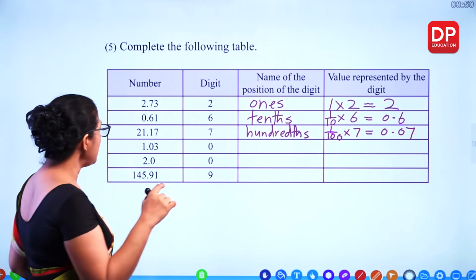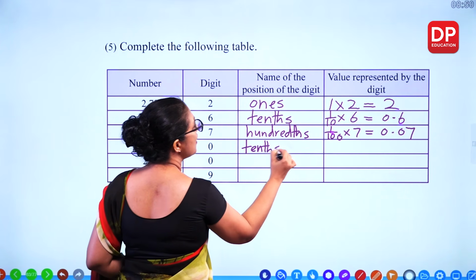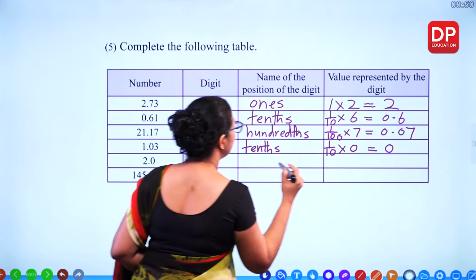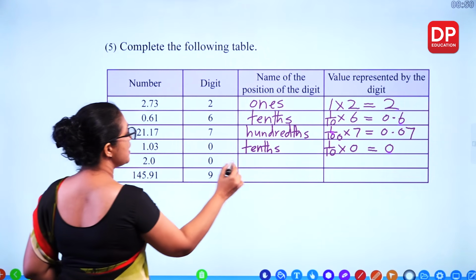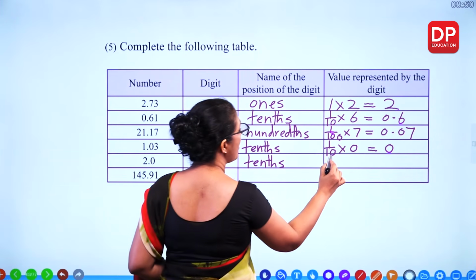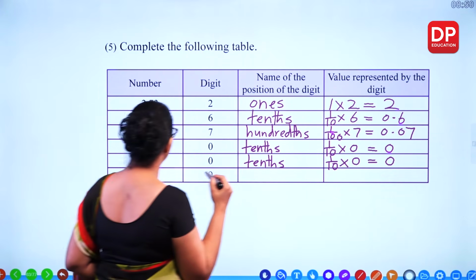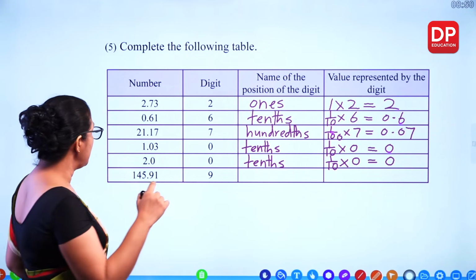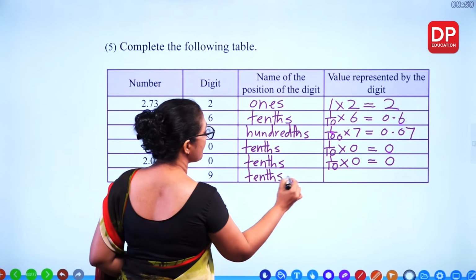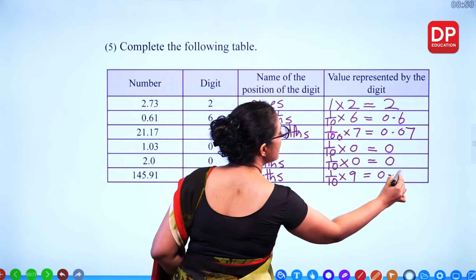Then 1.03, we are looking at 0. That's tens place. That means 1 over 10 into 0 is 0. 2.00 means the tens place. So here 1 over 10 into 0 again, 0. And 9 is in this number, that's in tens place. That means 1 over 10 into 9, 0.9.